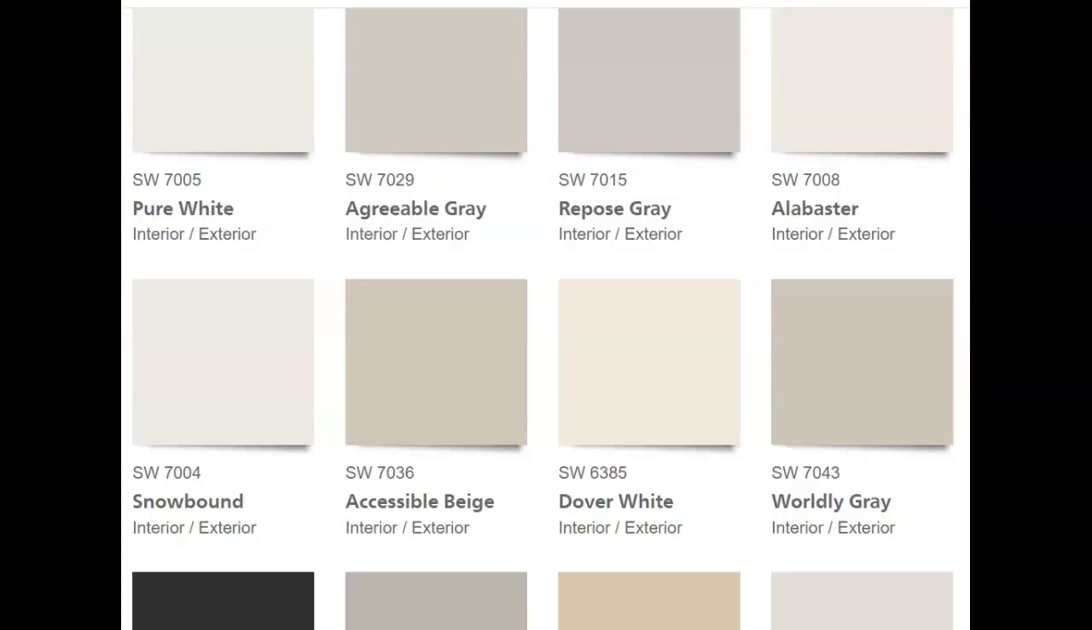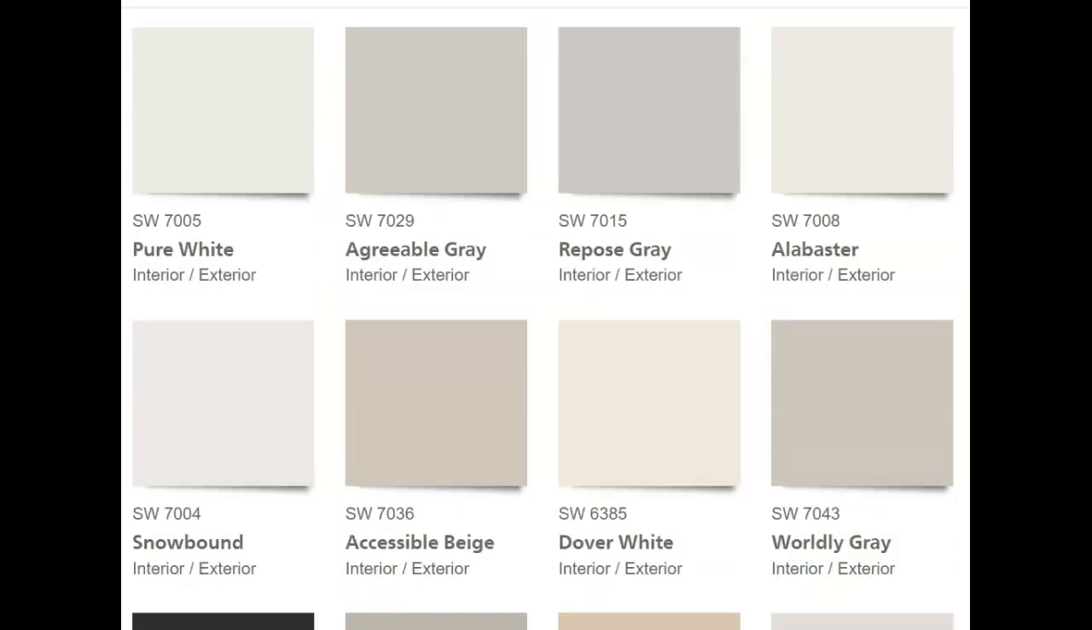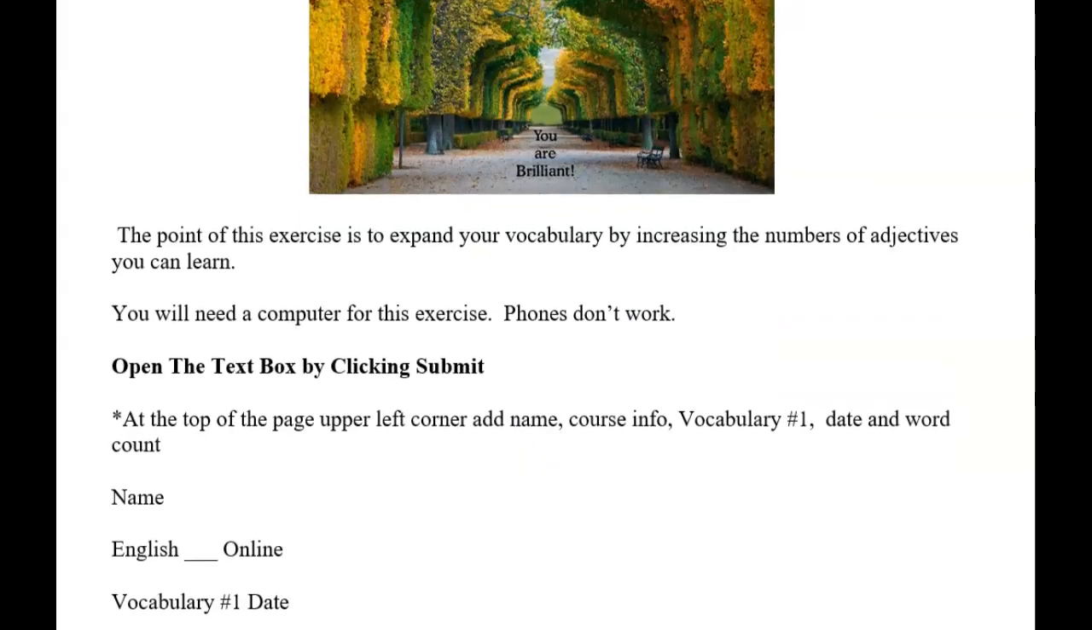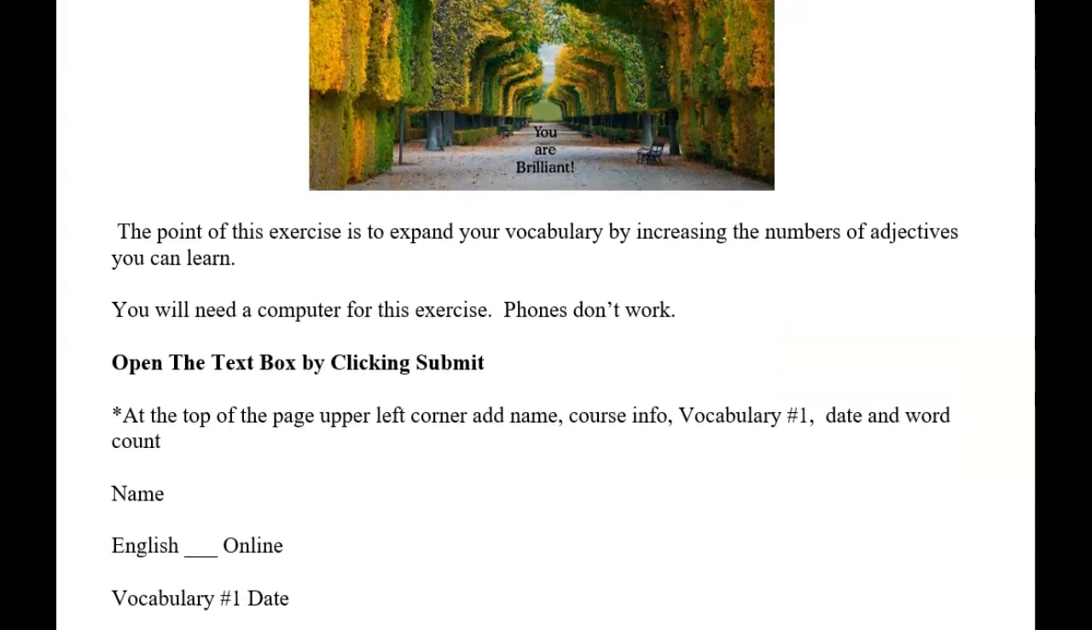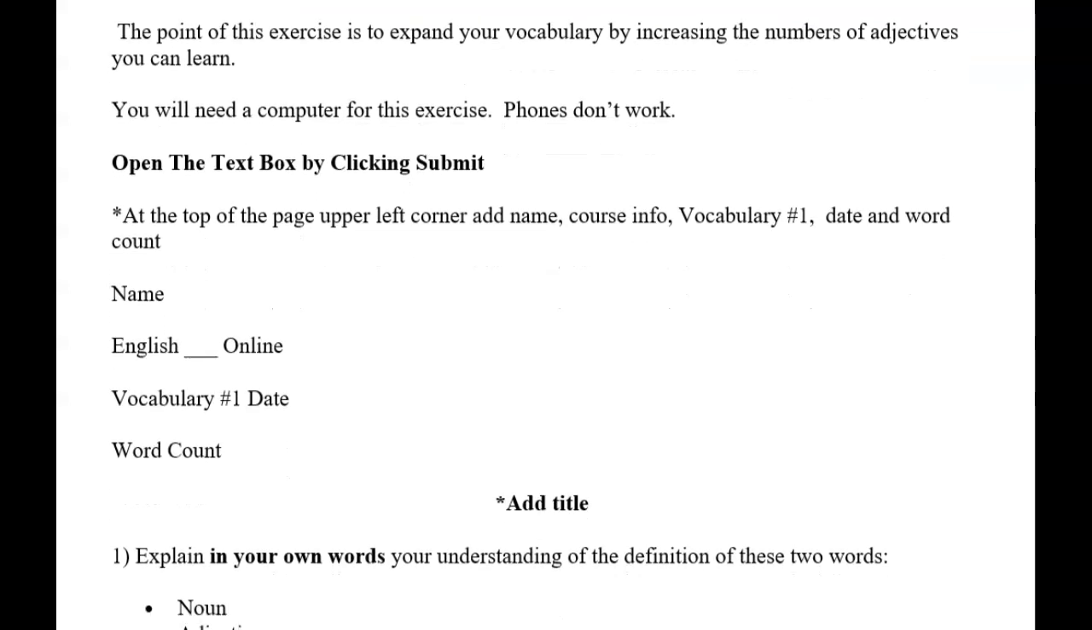Have you ever been to Sherwin-Williams and seen one of these paint swatches? Well, that's what you're going to be doing, only instead of these boring colors, you're going to be picking some vibrant and exciting colors to describe. Let's go look at this together. We're going to be using a text box for this submission. Not to worry, I'm going to show you exactly how to do that.